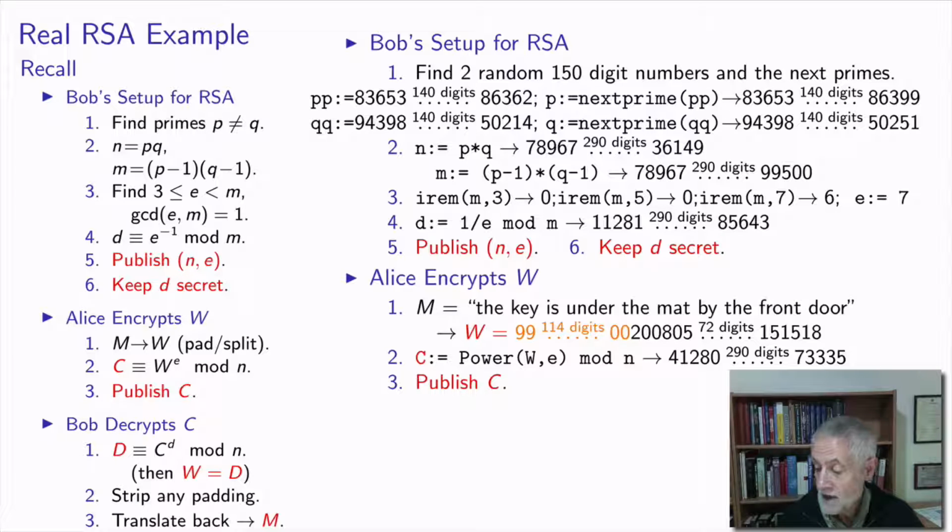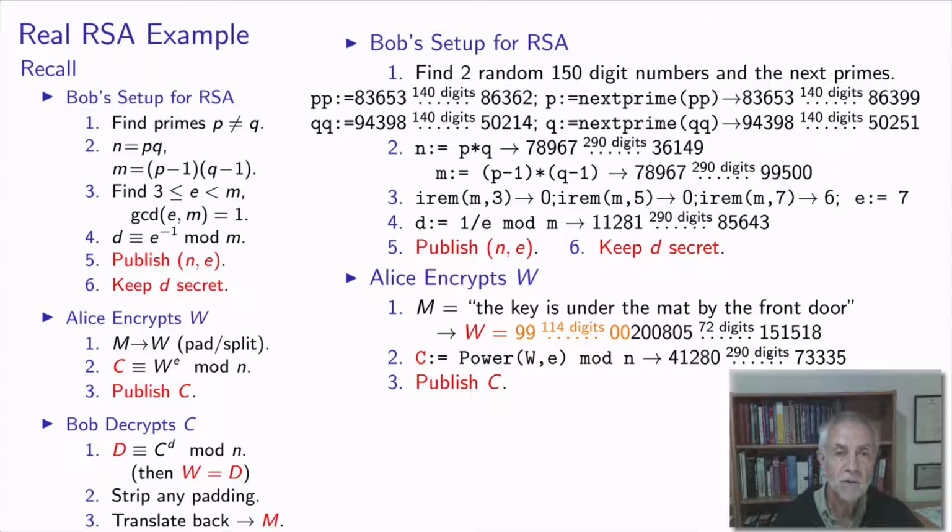Alice now uses Maple, for example, to raise W to the power E modulo N. Remember that E and N were the 2 parts of Bob's public key. And this particular form of expressing W to the power E is used to tell Maple that it should use the type of algorithm that we've discussed previously. If this is not done, Maple will overload. The result is this number here, the last 5 digits being 73335. Alice then publishes C.